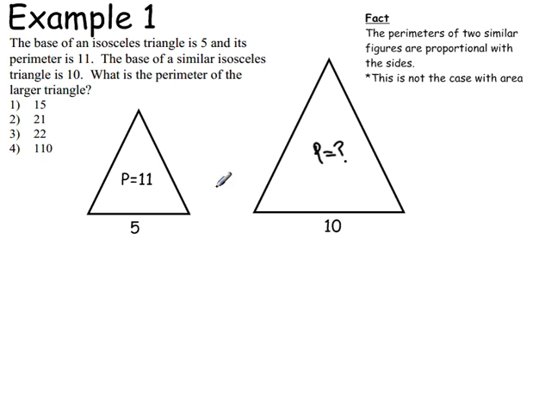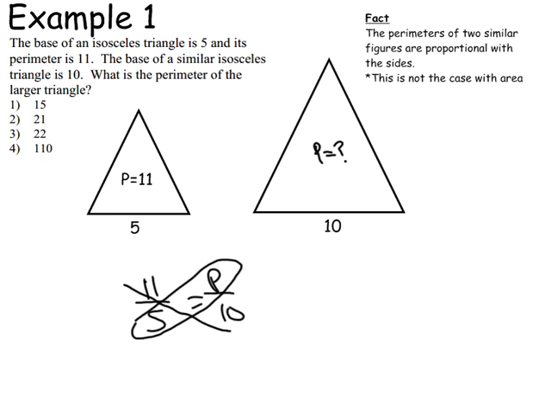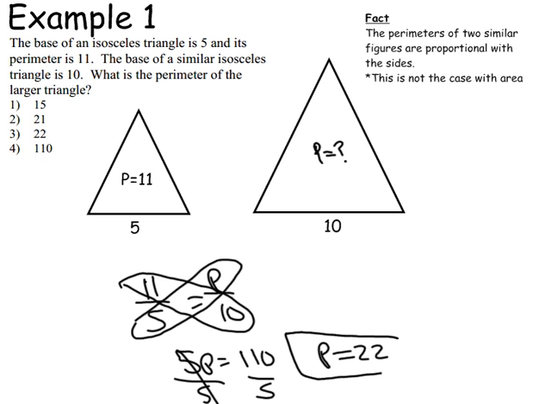So another way we could have done example 1 is we could have made a proportion. We could have said 11 over 5 equals P over 10. We could have solved for P this way. We could have just cross multiply here. You get 5P equals 110. Divide both sides by 5. 5's cancel out. We get P equals 22. So you could use that fact to find the perimeter of the other figure. That works also, as opposed to doing it the other way where you just figure out what the sides are, and then just add them all up.